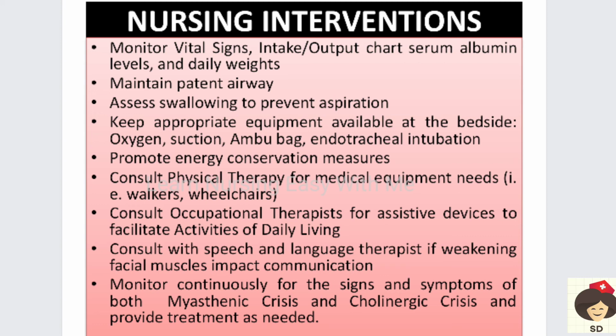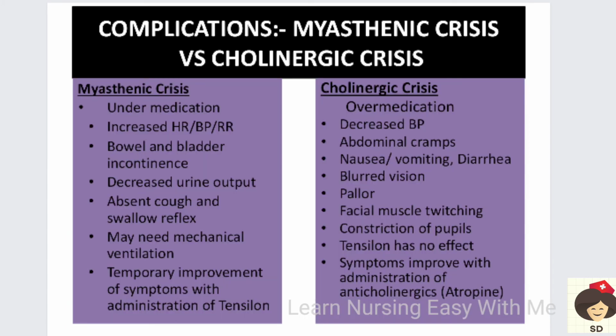Okay, so myasthenic crisis is when the myasthenic symptoms are very severe. And when we keep treating myasthenia with cholinesterase inhibitors and overly treat it, the patient will go into cholinergic crisis. Okay, so when we see complications, these two will be there.